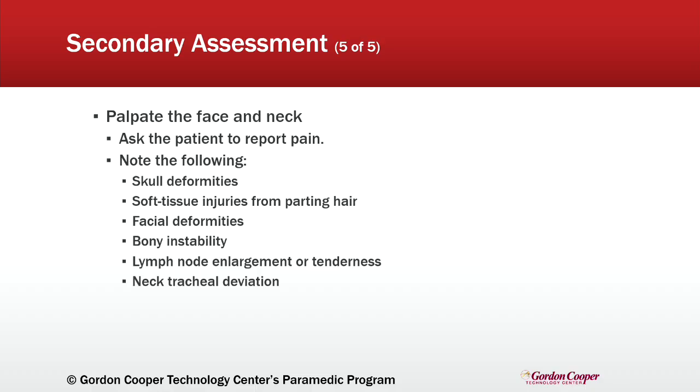When you palpate the face and neck, ask the patient to tell you if they feel any pain or tenderness. While palpating, you should check for any deformities, bony instability, lumps, or depressions in the skull. Also feel for any soft tissue injuries that might be hidden by hair. Be sure to check for bony instability of the face, the mandible, and the temporomandibular joint. Note any enlarged or tender lymph nodes of the neck, and finally check for a tracheal deviation of the neck, because this could be an indication that the trachea has been pushed to one side due to an issue in the chest cavity.